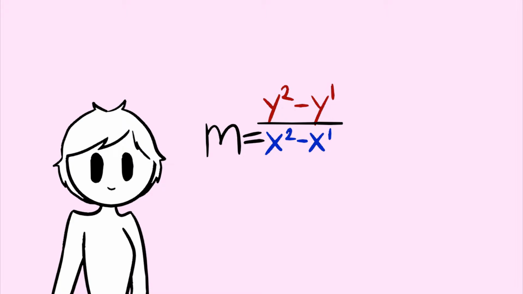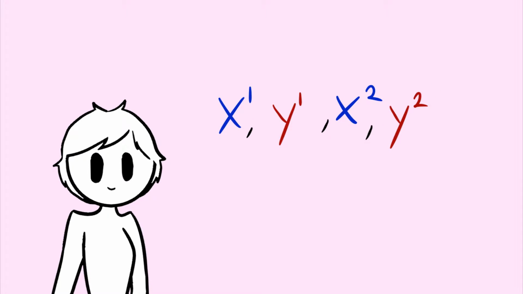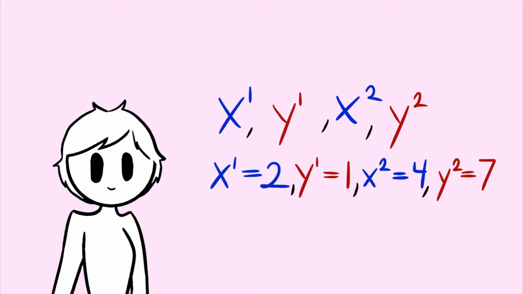Hey, I'm Spencer, and I'm going to talk to you about slope formula. So to begin with slope formula, slope is m equals y2 minus y1 over x2 minus x1. Let us use the slope formula to find the slope of a line that goes through the points (2, 1) and (4, 7). Identify the values x1, y1, x2, y2. So now x1 equals 2, y1 equals 1, x2 equals 4, y2 equals 7.